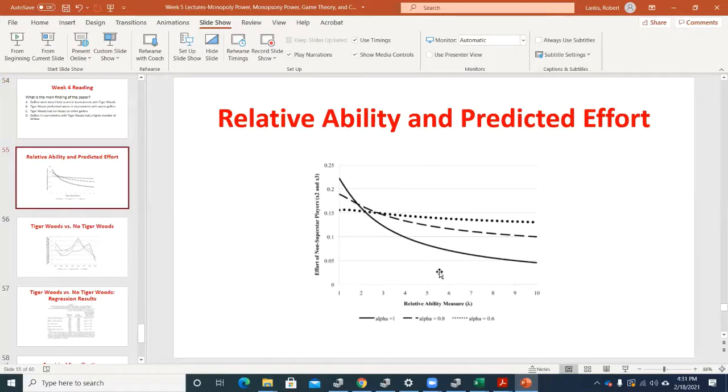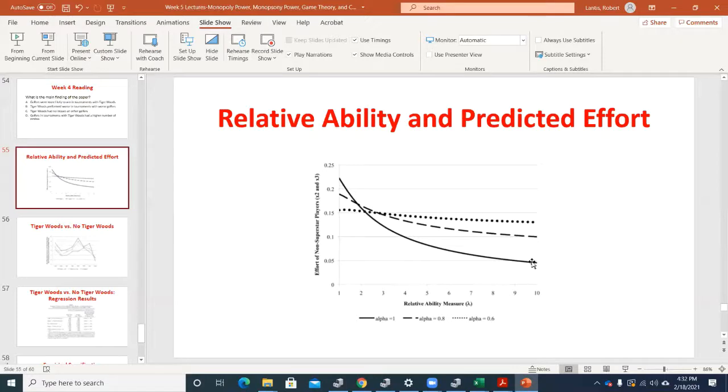So what they did in this paper was look at, okay, when players went up against Tiger Woods, if their relative ability to Tiger Woods was close, did they put in more effort or less effort? This was the idea that those who are pretty close to his quality might actually increase their effort to try to beat him. But for those who had relative ability much, much worse than him, they might put in less effort. So we had here, on the y-axis, the effort they're putting in, or their performance. We're only measuring their effort based off of performance.